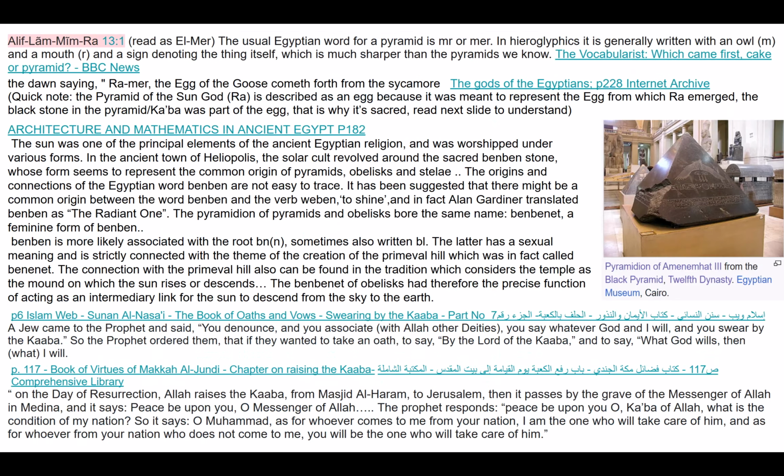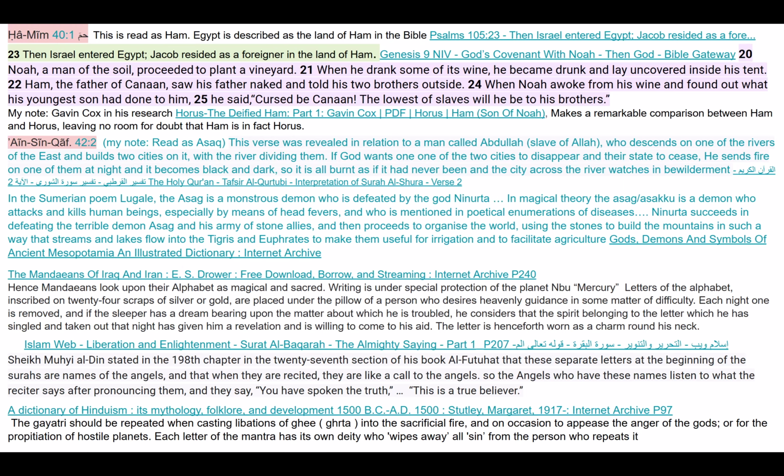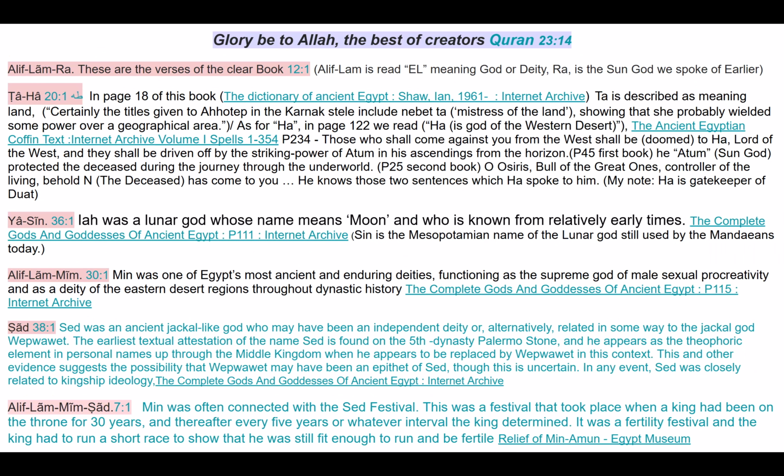There's some more deities. I have 3 pages discussing more deities found in the Quran. So come back next lecture and we're going to talk some more about the deities in the Quran.